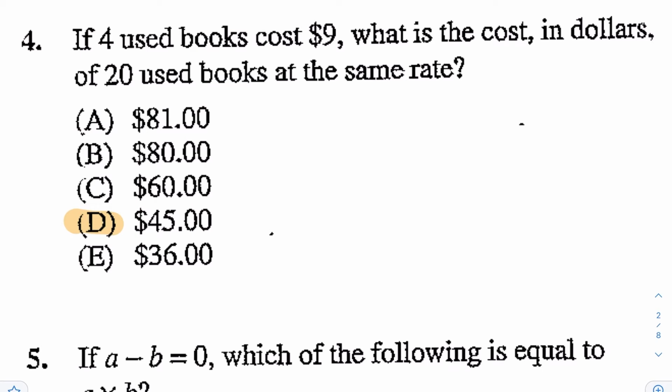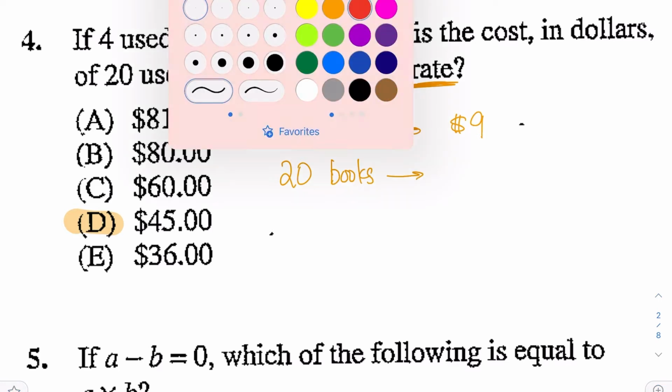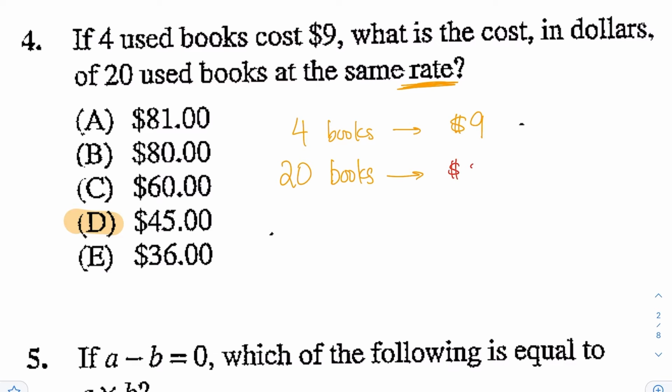All right, next for number 4, if 4 used books cost $9, what is the cost in dollars of 20 used books at the same rate? So the keyword here is rate. So you know that 4 books is equal to $9. And you want to know how much do 20 books cost. So you want to put 20 books underneath books that have the same units. And that'll cost, let's say, X dollars. And you want to solve for X.